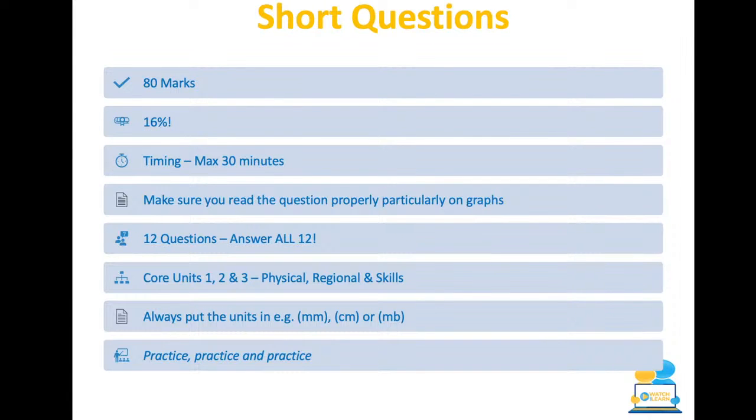Always make sure to put the units, so if it's millimeters or centimeters, make sure to put them in. And the last thing I would say is to make sure you practice your short questions. You can improve this section of the geography exam paper so quickly by just practicing past exam paper questions.